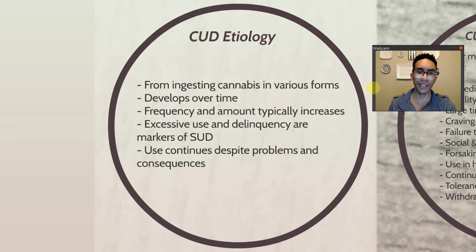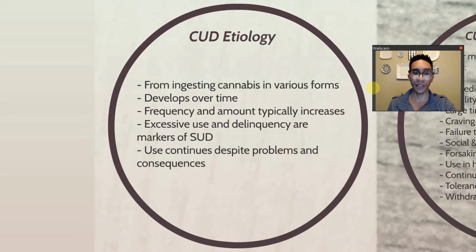So CUD etiology obviously comes from smoking marijuana, or from ingesting cannabis in various forms, however that might be, it doesn't really matter. It develops over a period of time. So this is really important, because it doesn't mean that if you smoke cannabis one time, then you have a substance use disorder. No, it's something that develops over the course of time, which we'll talk about in just a second. So frequency and amount typically increases. So you might go from 1 joint to 5 joints to get the same feeling.